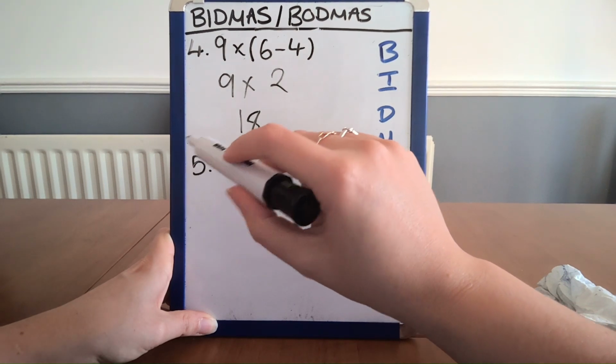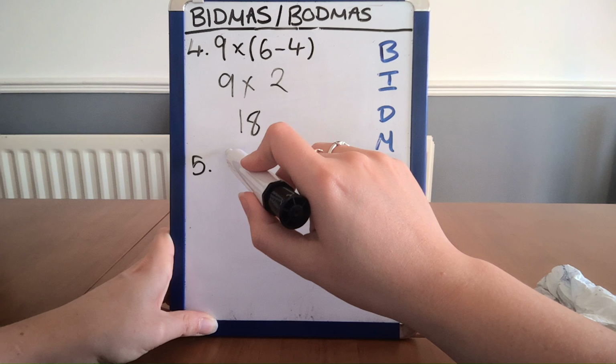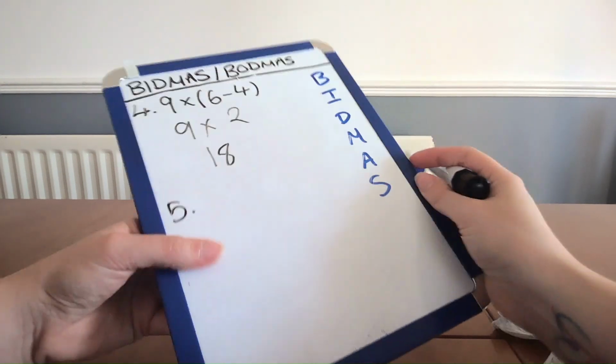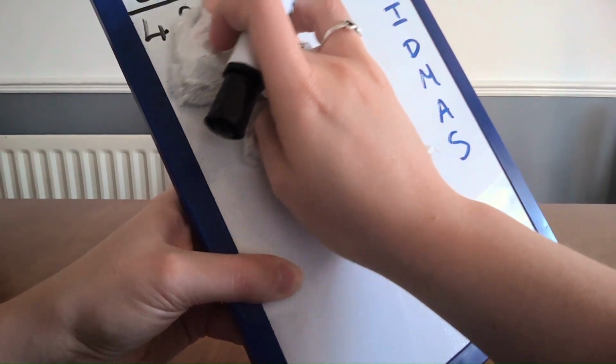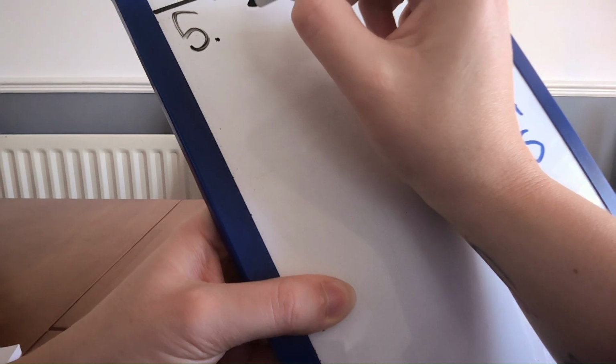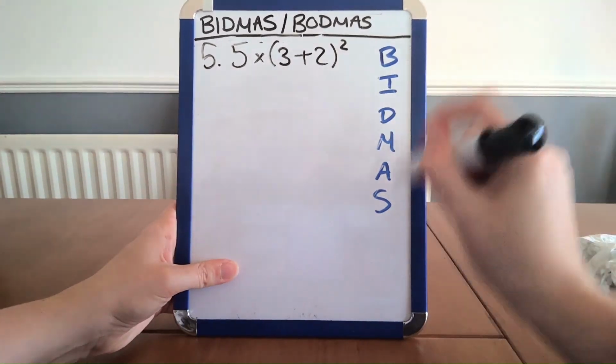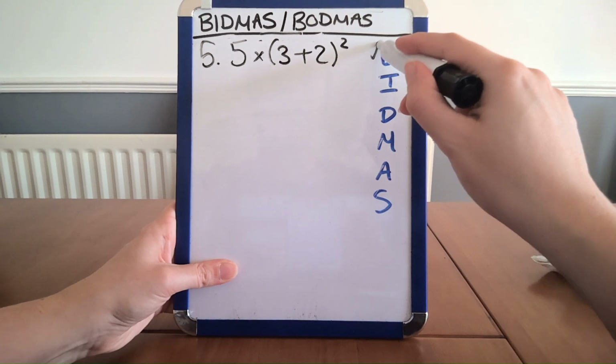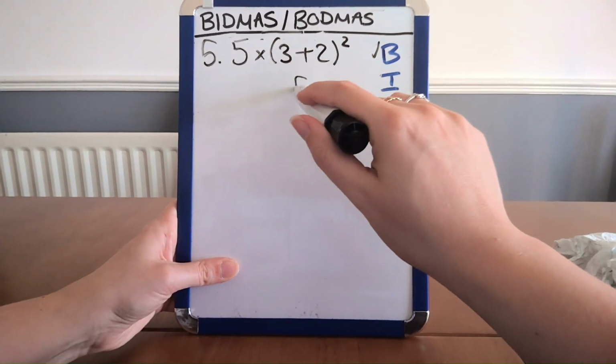Moving on to question 5. I'll write it out. So, question 5. Okay, so we work down our list still. So we've got brackets. We deal with those first. So 3 plus 2 is 5.